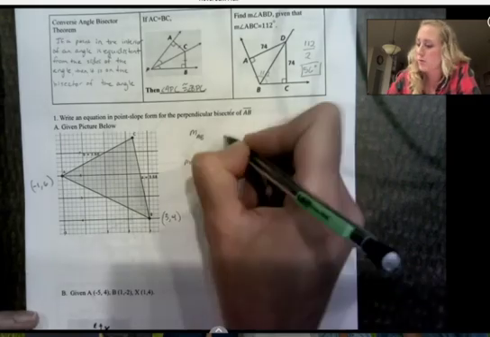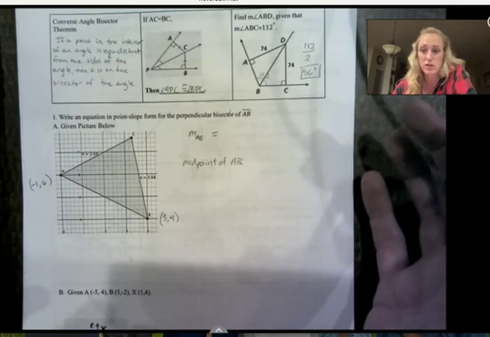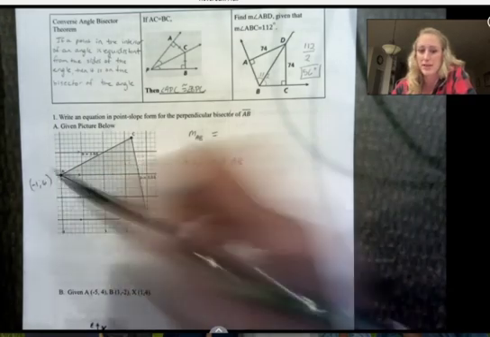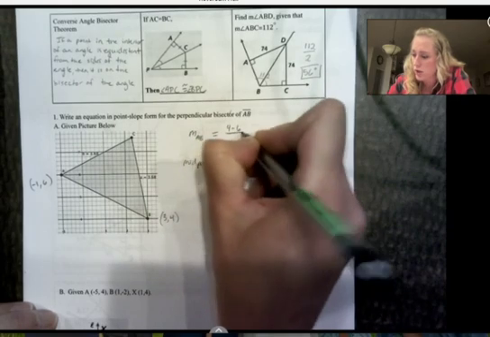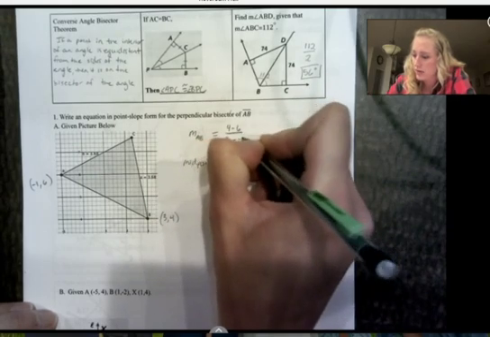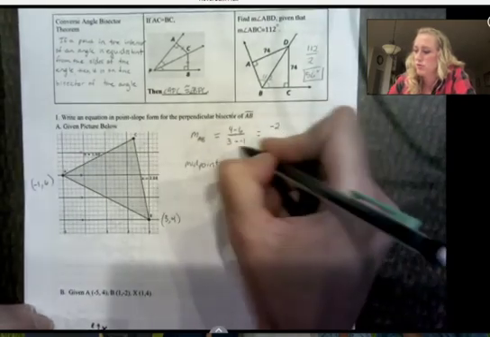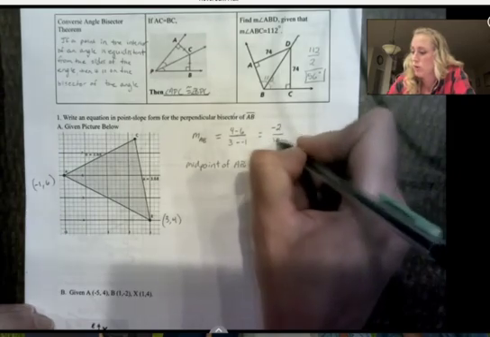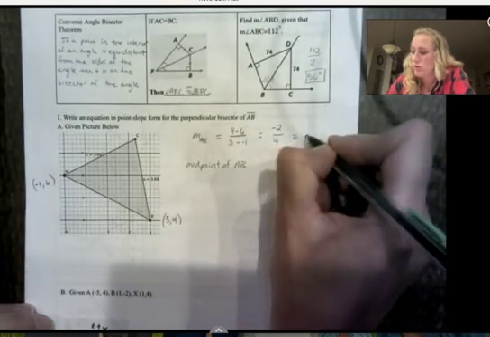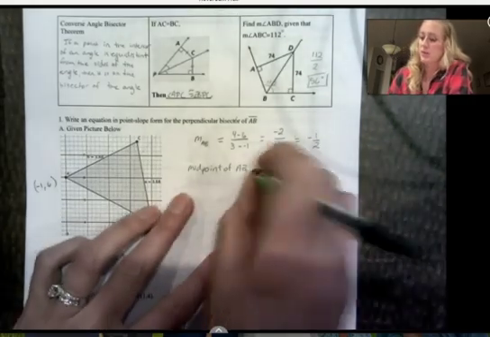Okay, so for the slope, y2 minus y1, remember it doesn't matter which direction you go as long as you go the same way. So I'm going to do B minus A. So I'm going to do 4 minus 6, y minus y, over 3 minus -1, x minus x. Okay, 4 minus 6 is -2, 3 minus -1 turns into 3 plus 1, which is 4. So -2/4, I can simplify that to -1/2.